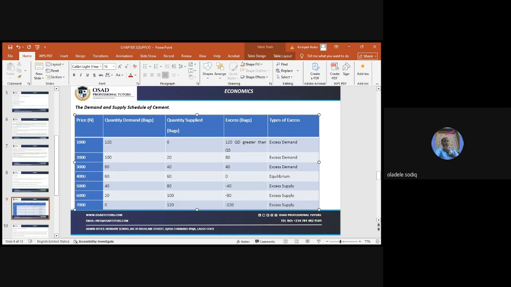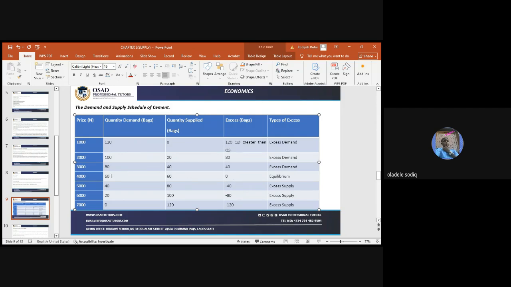Now let's look at it here. When the price is 4,000 naira, the quantity demanded is what? 60. So I demanded 60, they supply me what? 60. Clifford, are you with us? So it means I have zero excess. That is, they already meet my demand.